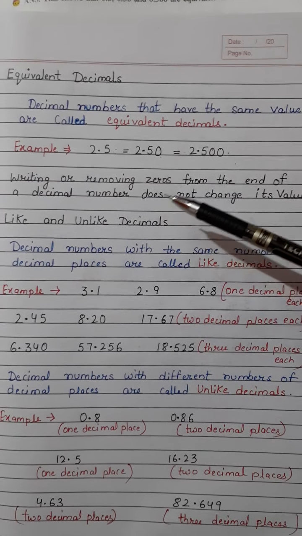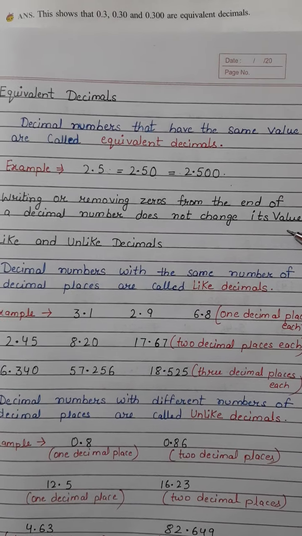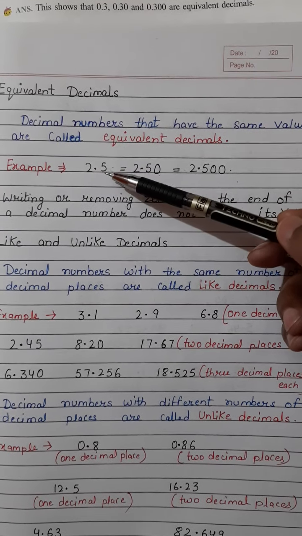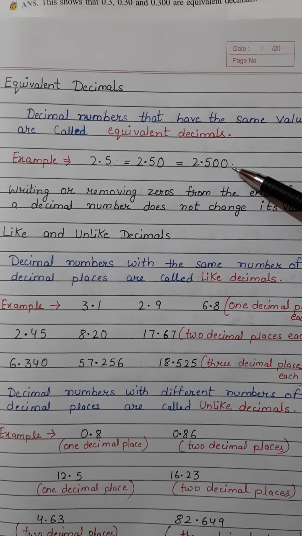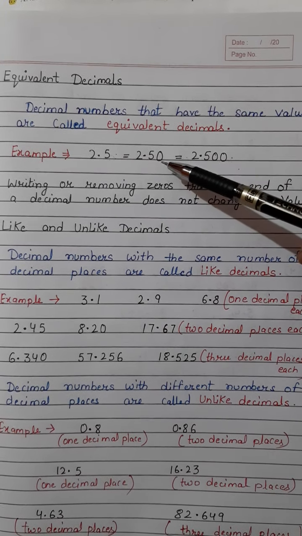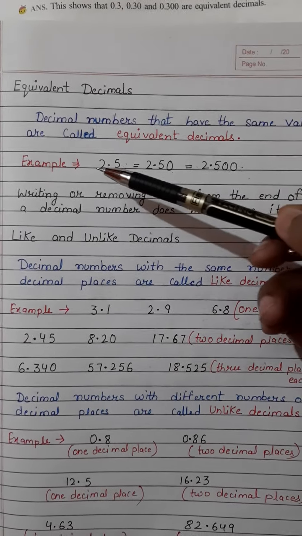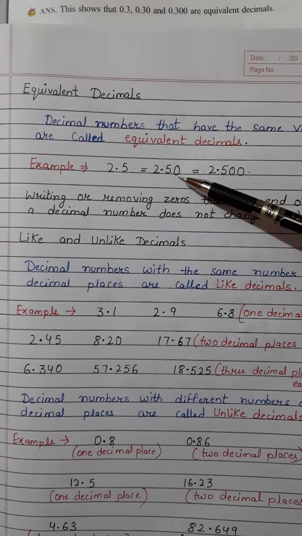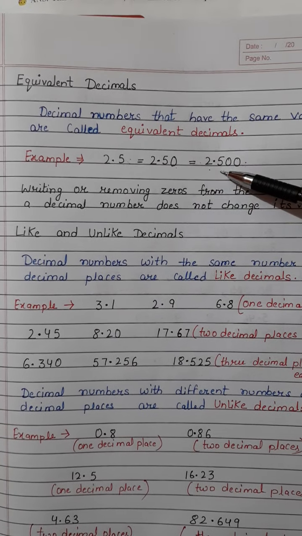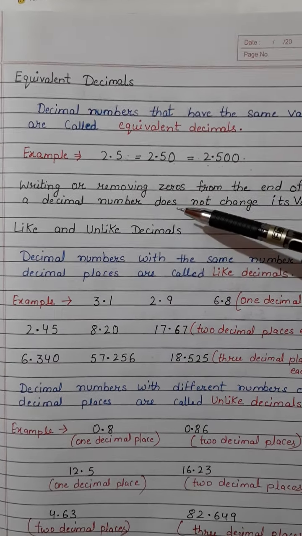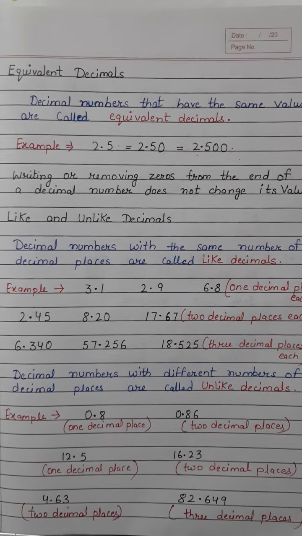Writing or removing zeros from the end of a decimal number does not change its value, right? So if in a decimal number I write one 0, or here I write 2 zeros, it means writing or removing 0 will not change the value of the number. If it is 2.5 and I write 0, it is also 2.5. Here also, if 2 zeros are there, this is 2.5 only. So writing or removing zeros from the end of a decimal number does not change its value, right?